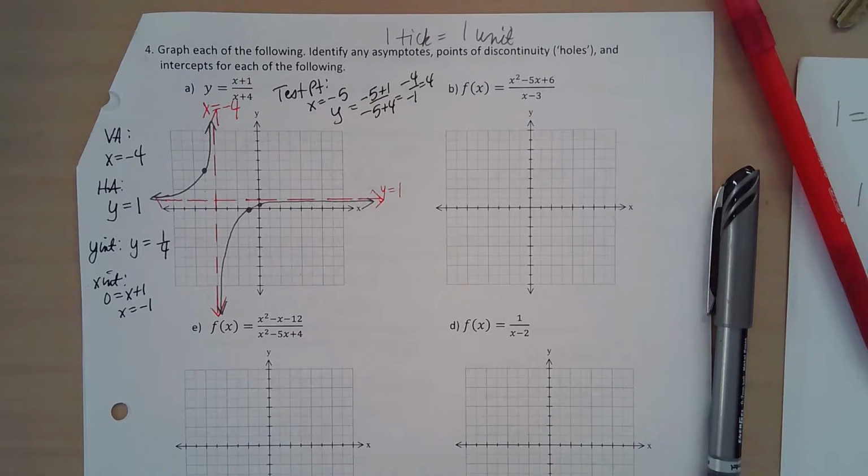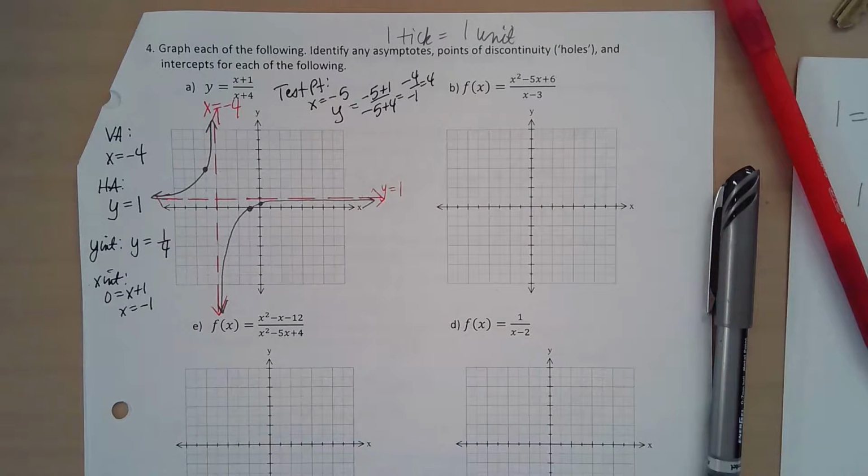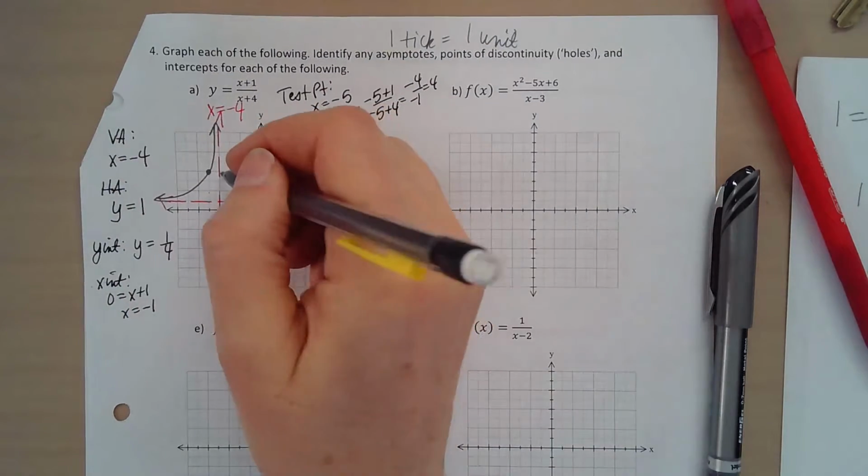How do I know it's going to have 2 curves? You know what I mean? If I just do one. Well, the asymptotes give you barriers. The graph is not going to cross the asymptotes. It'll never cross this vertical asymptote.